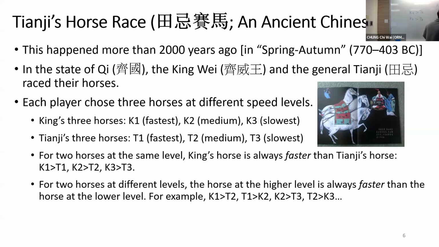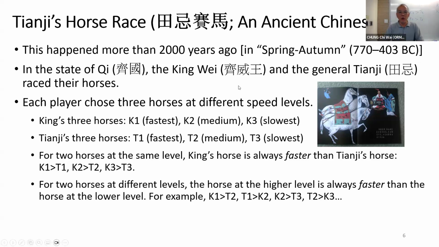Okay. And K2, because these two are in different levels. All right. So T1, the fastest horse of Tenji, will beat the median horse of K. All right. So here again, T3, two different levels. All right.